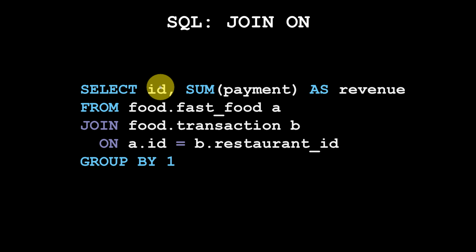So instead of writing food.fastfood.id to select the column, I could just do a.id, just a lot faster. And it's gonna be pretty useful if ever you do joins, because you don't want to write a long line just for the table name.